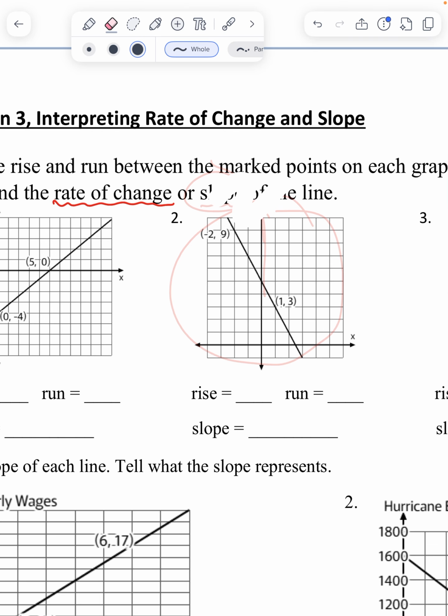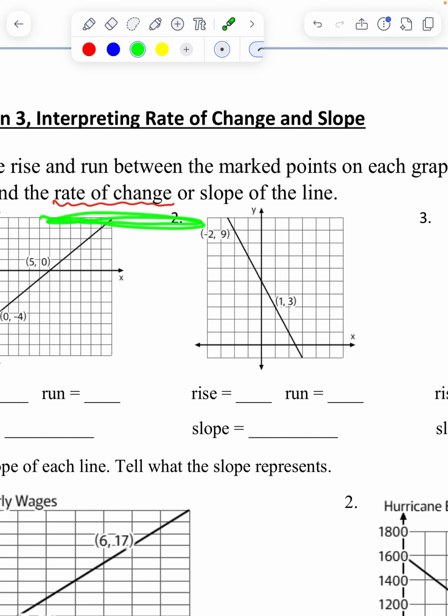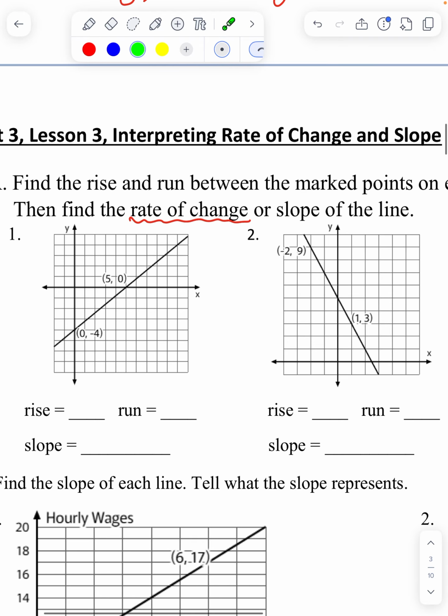But in real life, we may use rate of change. Speed, right? Speed is the distance you drive every hour. My speed is 70 miles per hour. That means every hour I drive 70 miles, right? Rate of change and slope pretty much mean the same thing.